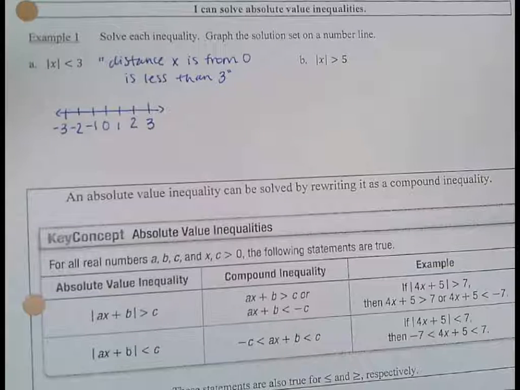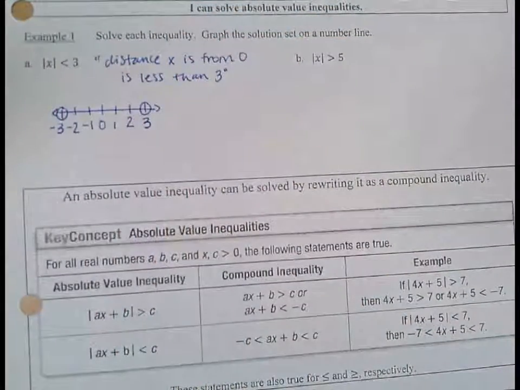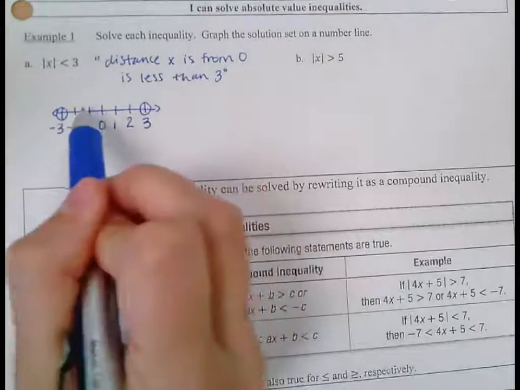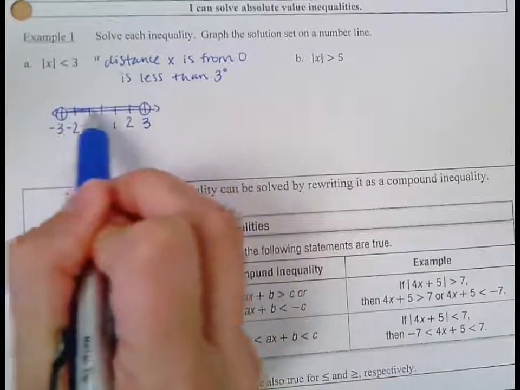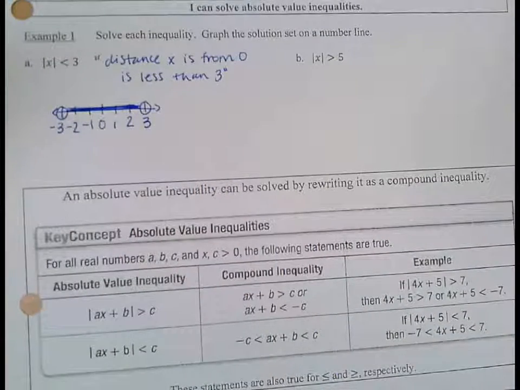So if we were to shade in on this number line the values that x could be, the solutions, we would have open circles on 3 and -3 because they're not included, but any number in between -3 and +3 is a solution. All of those numbers have distances from 0 that is less than 3.